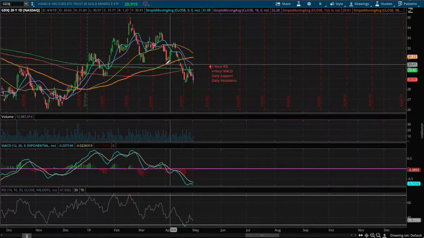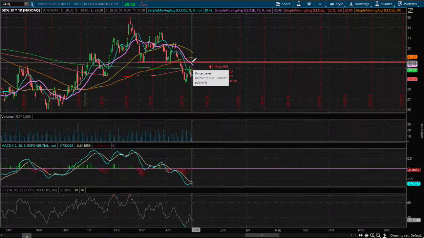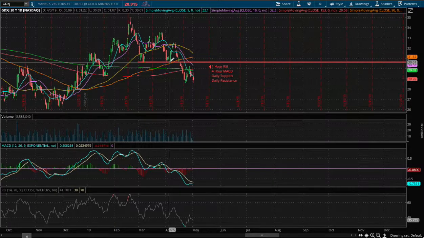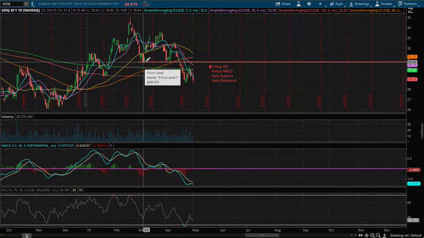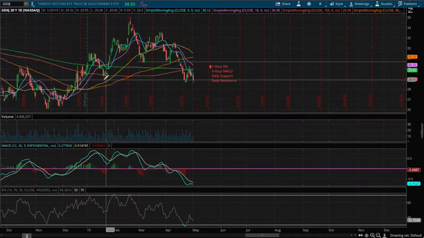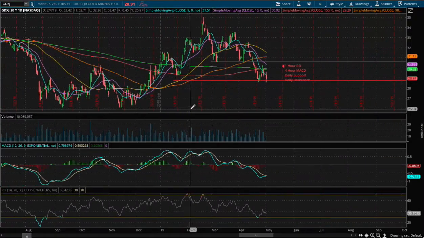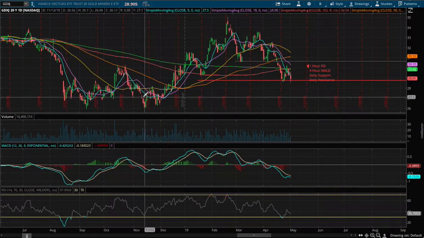and make a resistance of around 30.60, and that coincides with the 18-day moving average and past support, which act as resistance now, and we are currently at the support. So if that were to breach, we may head lower to the price of 27.10.